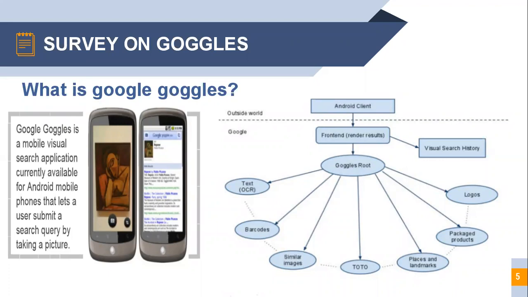Similar images: in Google Photos, we'll see similar images grouped together. Next, places and landmarks, packed products and logos. In logos, for example, if we scan a logo of Puma, it will display the information about Puma. These are some basic applications of Google Goggles. Google Goggles was mainly implemented based on the idea of a barcode and logo scanner.